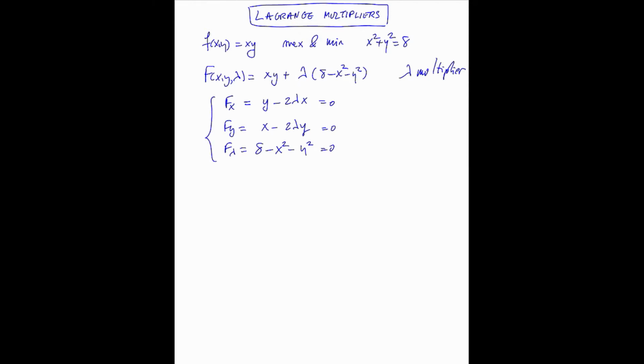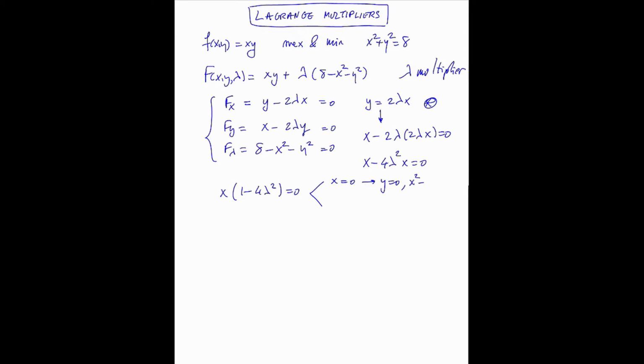Okay, consider the first equation where y equals 2 lambda x, and replace it in the second one, and we have x minus 2 lambda times 2 lambda x equals 0, or x minus 4 lambda squared x equals 0. Taking x as common factor, x times (1 minus 4 lambda squared) equals 0. That gives x equals 0, but if x equals 0, from this equation here, we get y equals 0, and then x squared plus y squared will not be equal to 8. So we should go to the other. 4 lambda squared equals 1, where we get lambda equals 1/2 and lambda equals minus 1/2. Thus, we have two cases.